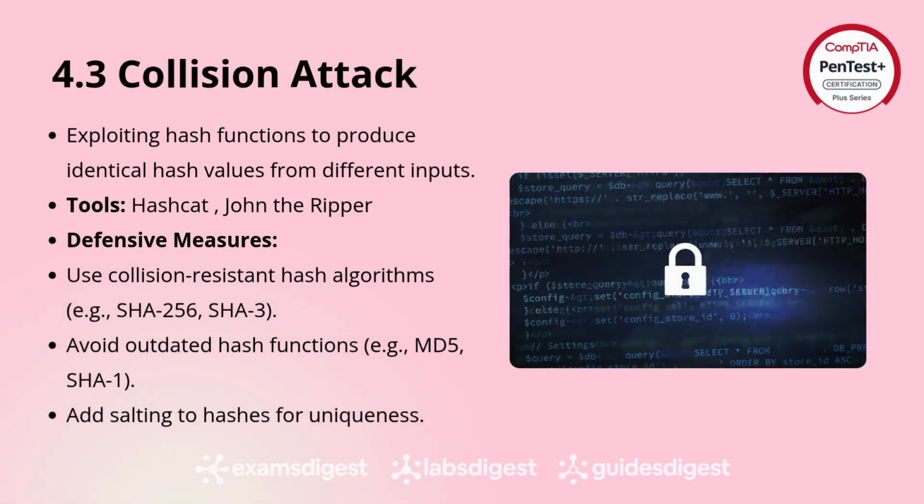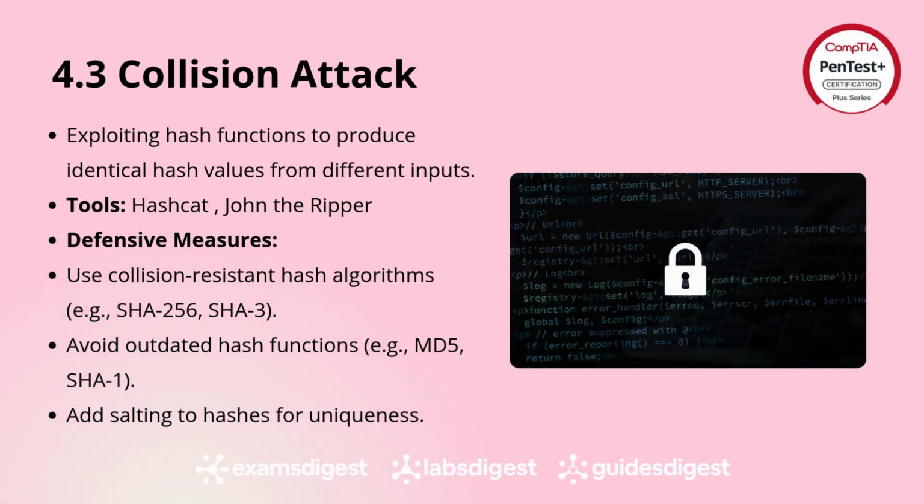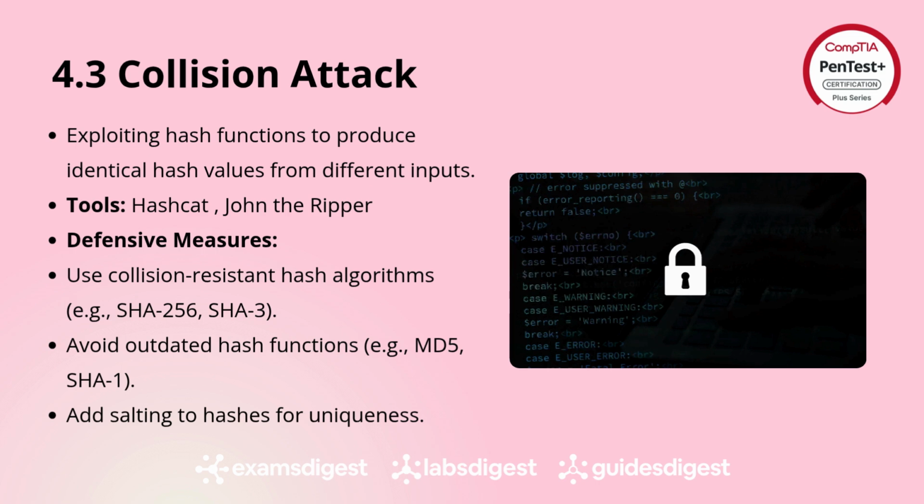Next, let's discuss collision attack. A collision attack targets hash functions, where two different inputs produce the same hash value. Attackers exploit this to manipulate data or impersonate users by crafting inputs that match legitimate hashes. Tools like Hashcat and John the Ripper analyze hash vulnerabilities.